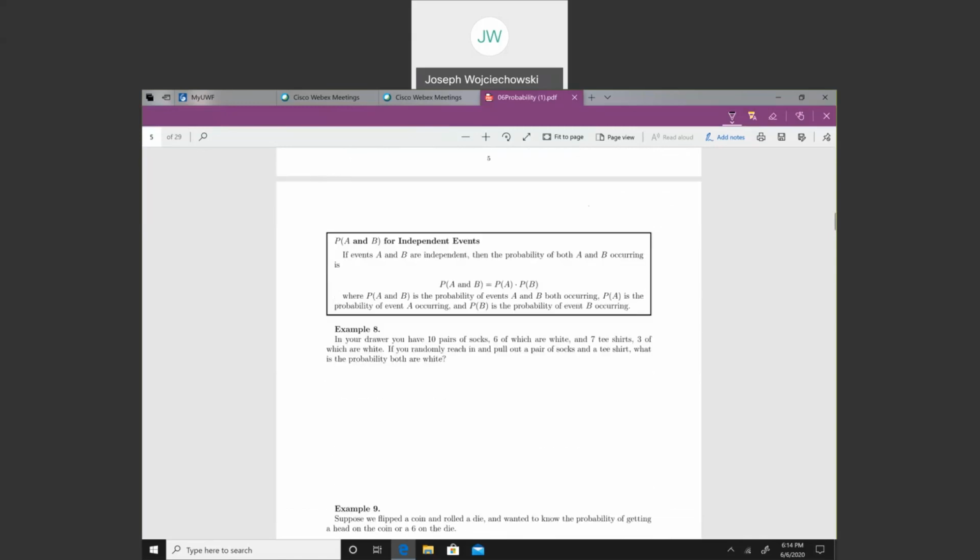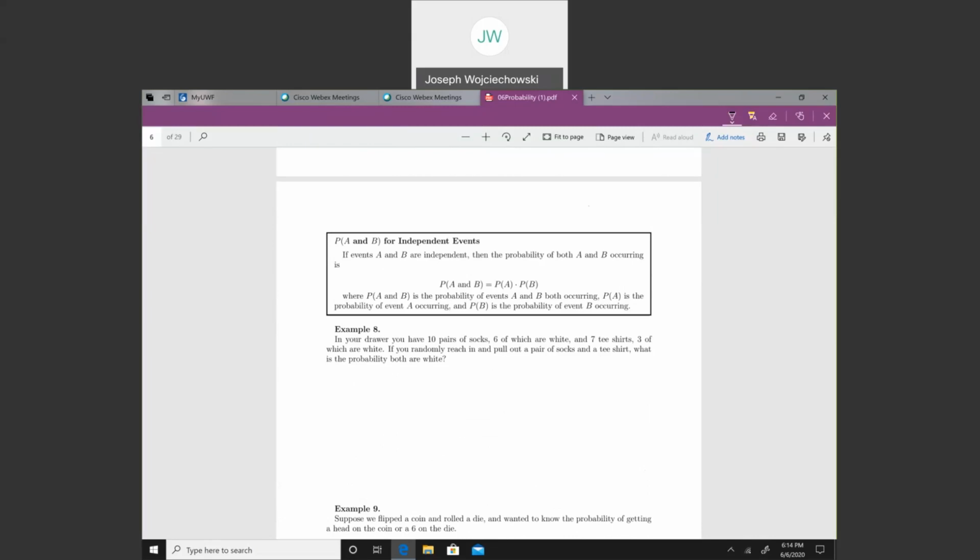So here we come to what I just mentioned earlier. The probability of A and B for independent events. If events A and B are independent, then the probability of both A and B occurring is the probability of A and B equals the probability of A times the probability of B, which is what I did earlier. Where probability A and B is the probability of events A and B both occurring, probability of A is the probability of event A occurring, and probability of B is the probability of event B occurring.